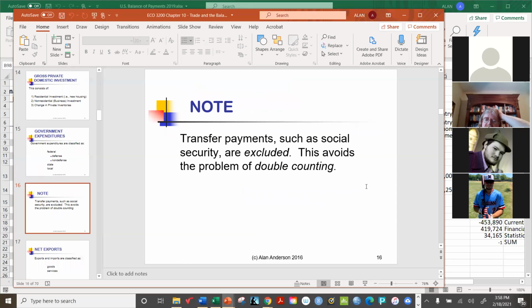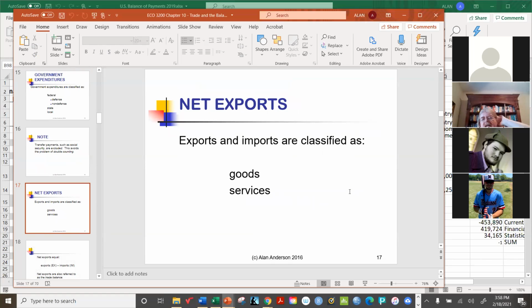All right. So we'll avoid these transfer payments. And then finally, the most important one is the net exports, where we're looking at the difference between how much we sold to foreign countries and how much we bought from them. And these, of course, can be broken down into goods and services.